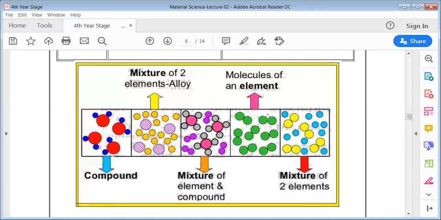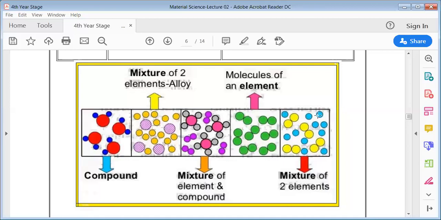So this one is a molecule, this one is a molecule, but it is a molecule of an element, not a compound, because they are identical. So this is a molecule of an element, a pure element. It is not a mixture.